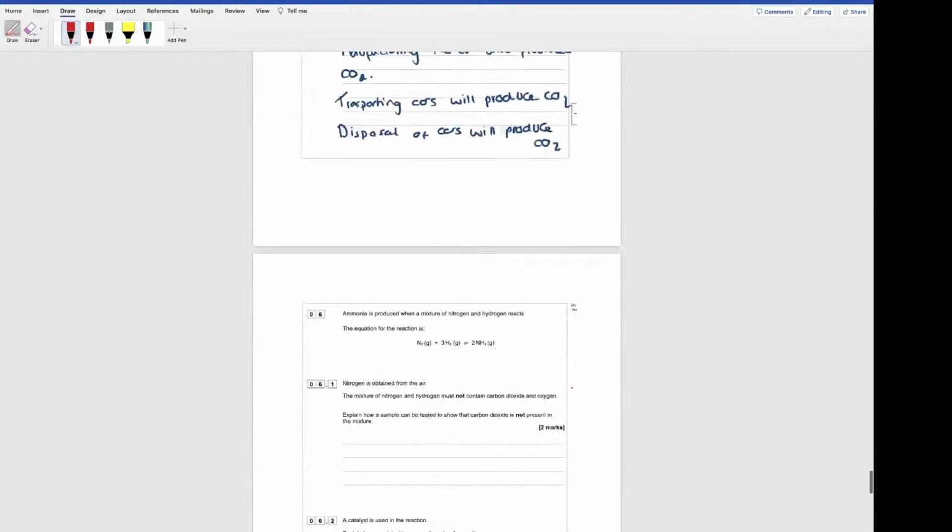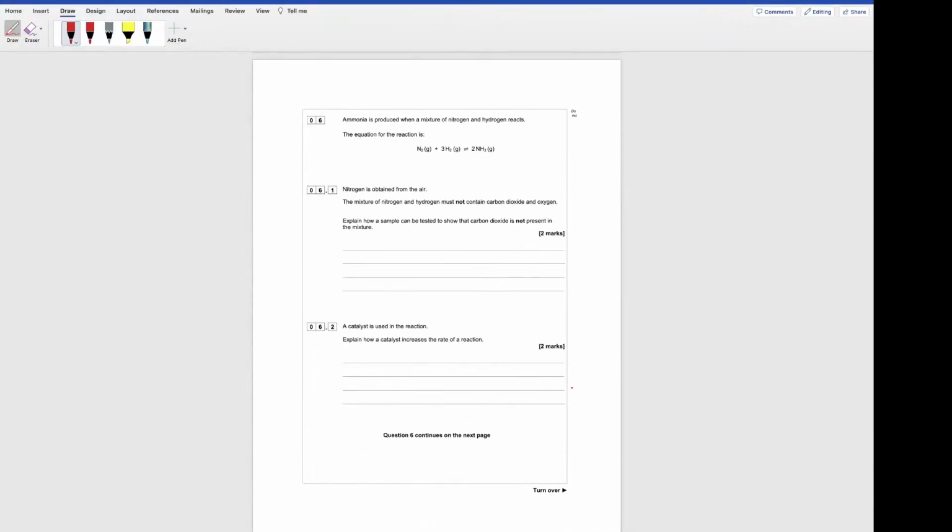Right, I think we've now got the final question, question 6. So it says ammonia is produced when a mixture of nitrogen and hydrogen reacts. And the equation for the reaction is there, and it says nitrogen is obtained from the air. The mixture of nitrogen and hydrogen must not contain carbon dioxide and oxygen. Explain how the sample can be tested to show that carbon dioxide is not present in the mixture. Right, so really all it's asking you is what's the test for carbon dioxide?